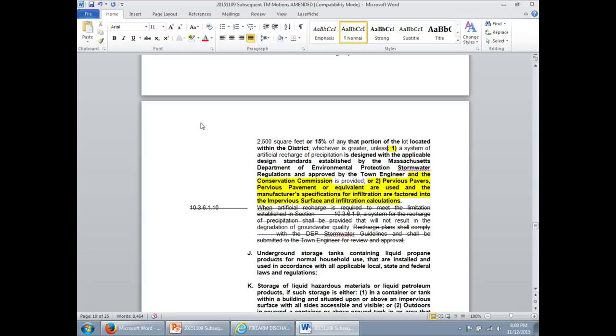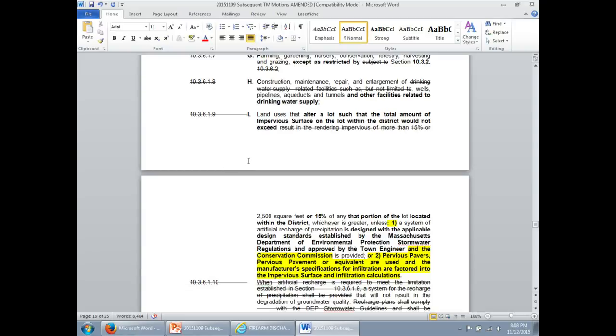So I'm not sure what you're attempting to carve out. The language that's proposed isn't part of what would be counted towards the 2,500 in the first place. So maybe I'm missing what your intent is. Mr. Mon.